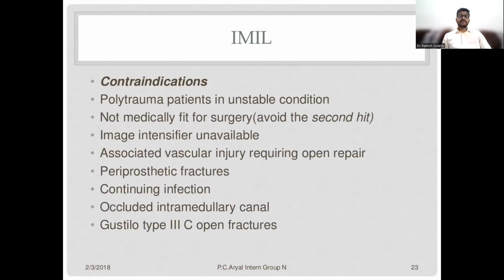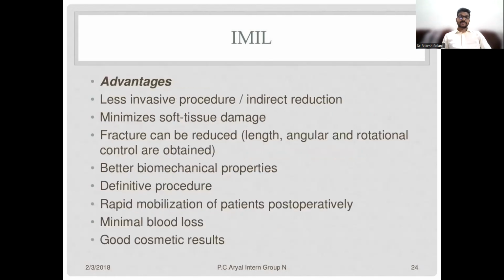The contraindications for intramedullary fixation are polytrauma patients in unstable condition, patients not medically fit for surgery, and absence of an image intensifier, if you don't have an image intensifier in your setup. Others are associated vascular injury which requires open repair, fracture associated with prostheses, that is periprosthetic fractures, infection, occluded intramedullary canal, and Gustilo type 3C open fractures, to avoid the risk of severe infection.